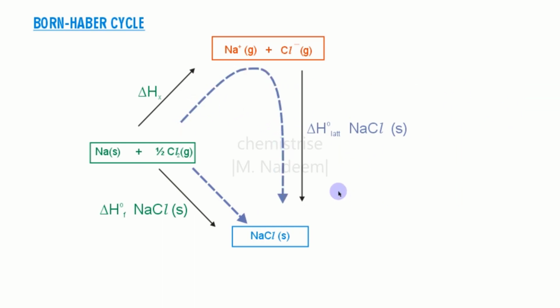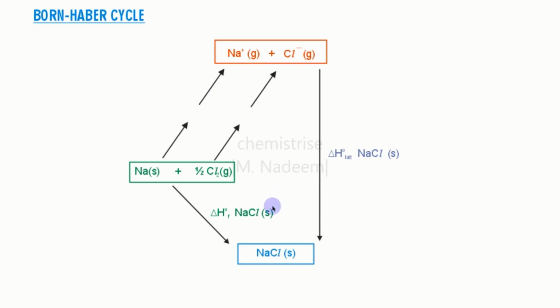Here we can say delta Hx plus lattice energy is equal to the enthalpy of formation. So this is the final equation that represents the energy cycle to find the lattice energy of an ionic compound. Now let's see more detail of delta Hx. So here we have the same energy cycle. Now we are converting sodium solid to sodium gaseous ions step by step.